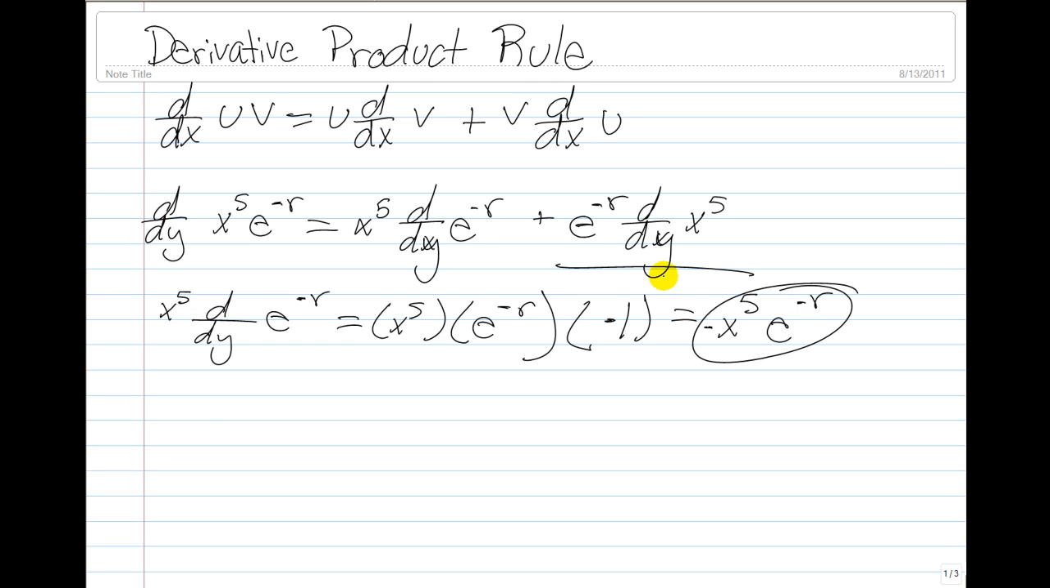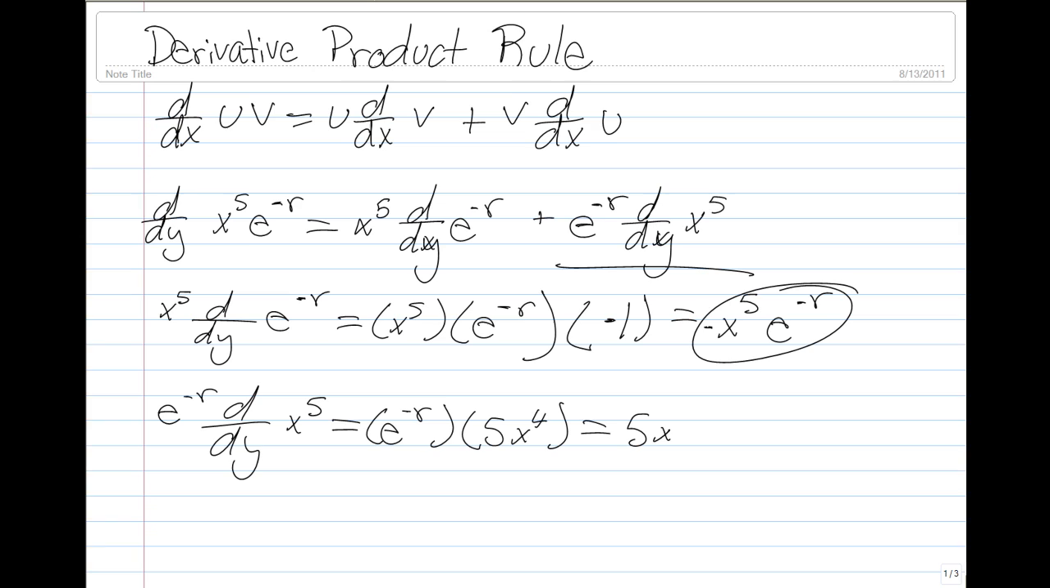Now let's do this part. So we have e to the power of negative x times the derivative of x to the power of 5. And the derivative of x to the power of 5 is equal to 5x to the power of 4, and that equals 5x to the power of 4 times e to the power of negative x.